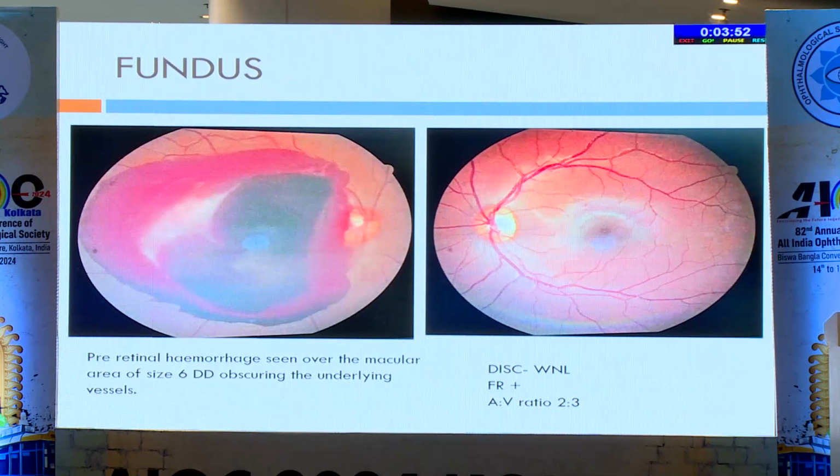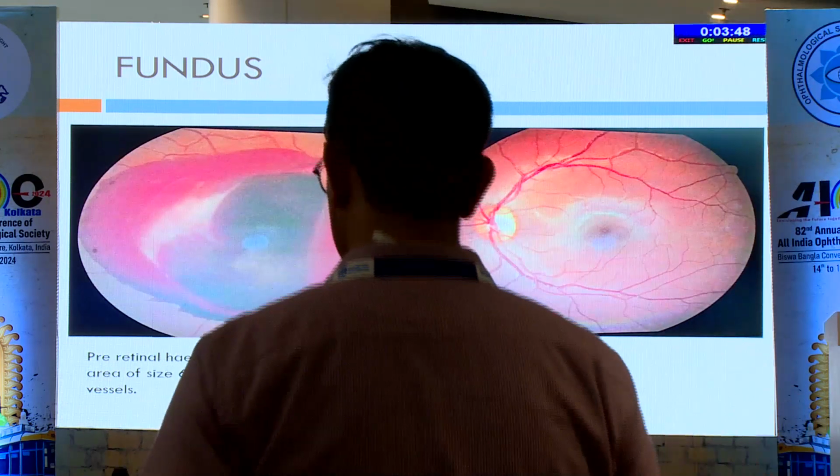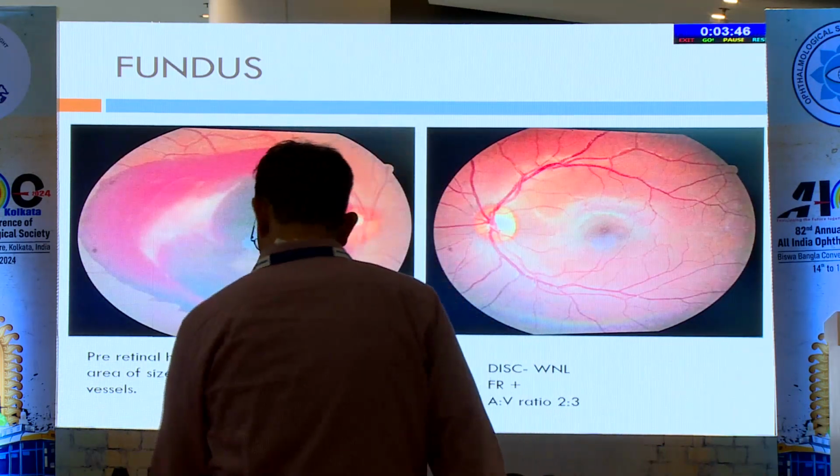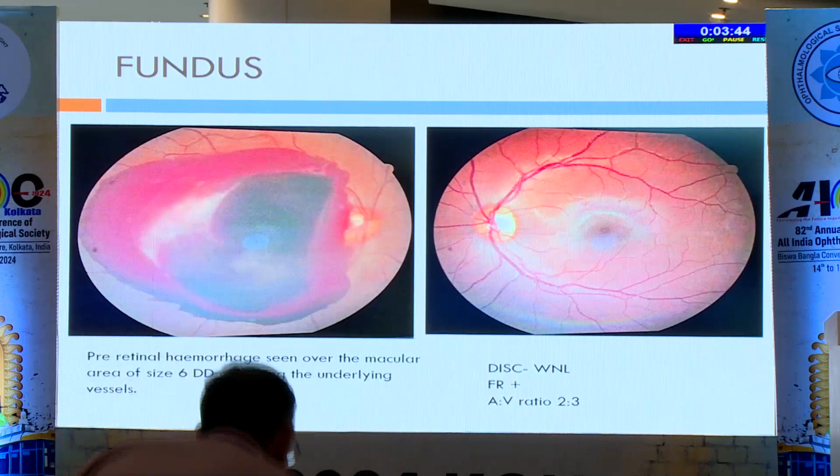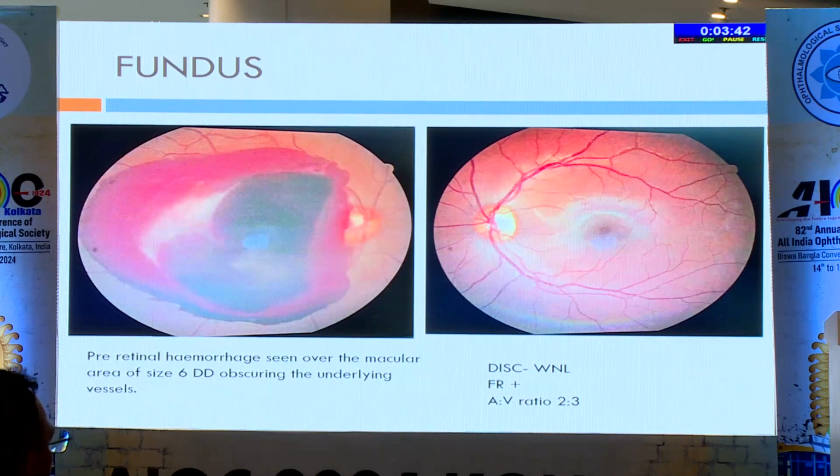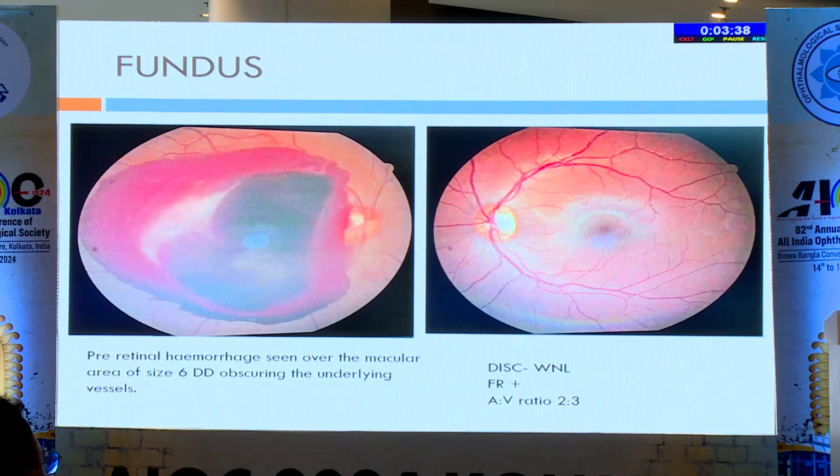When we examined the fundus, we saw a large pre-retinal hemorrhage over the macular area, almost 6 disc diameters in size, obscuring the underlying vessels in the right eye. The rest of the background was within normal limits in the right eye, whereas in the left eye the fundus was within normal limits.